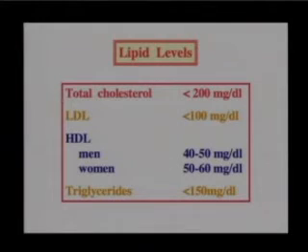Let's look at some specific numbers here. These numbers you should probably know. Total cholesterol should be less than 200 milligrams per deciliter. LDL should be less than 100. And the HDL, for women it ought to be 50 to 60, for men in the 40 to 50 milligram per deciliter range. Triglycerides we'd like to keep less than 150. So these numbers could actually show up in test items for you.